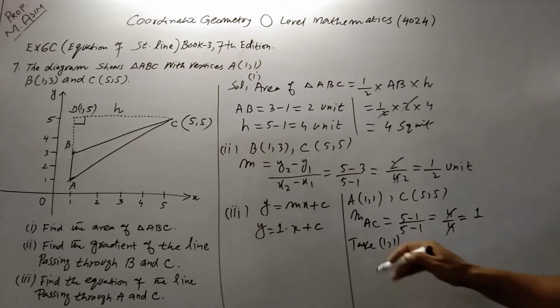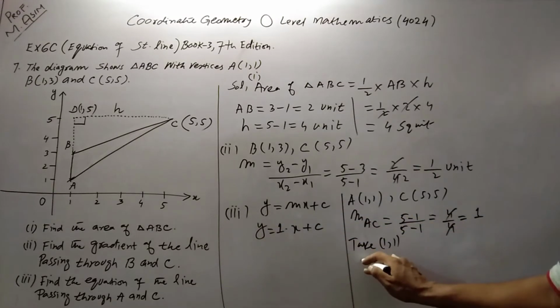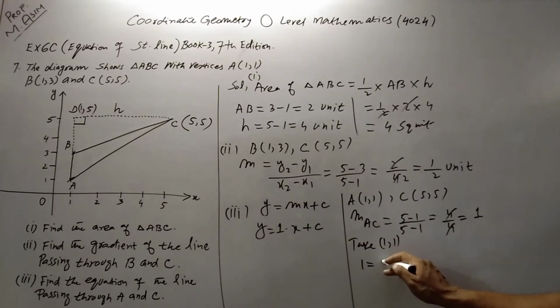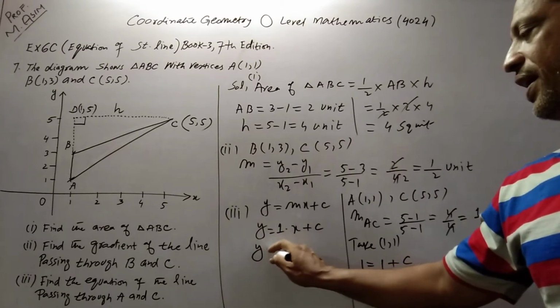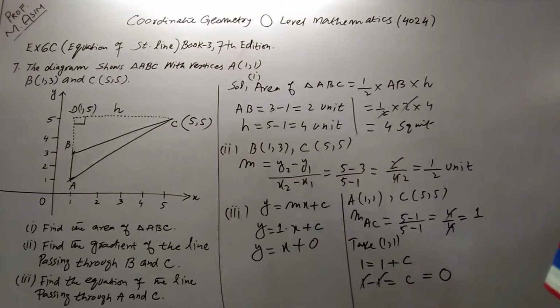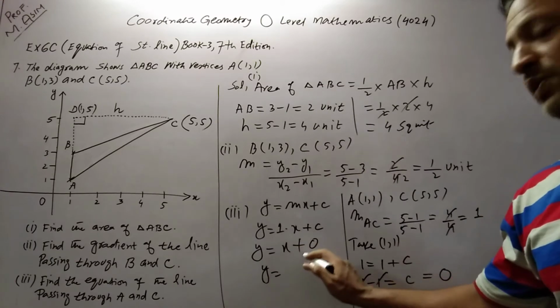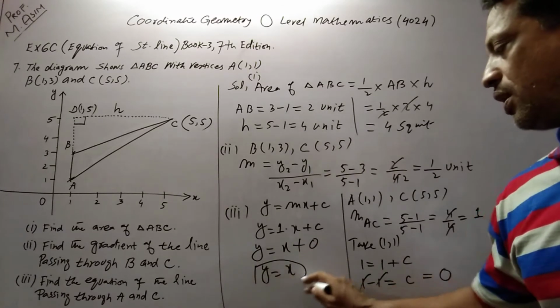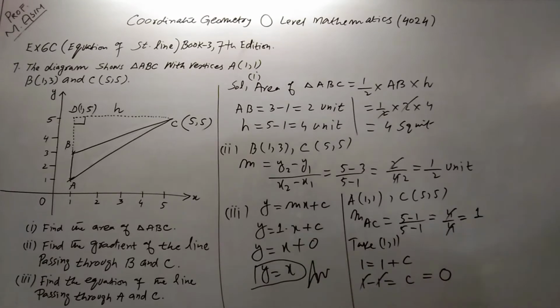Take (1, 1). Put 1 by replacing y. 1 into x. What is the value of x? x is also 1. Plus c. Shift this 1 to this side. 1 minus 1 is equal to c. 1 minus 1 cancels, so the value of c is nothing but 0. Therefore, our required equation is 1 into x, x plus c. What is the value of c? 0. And y is equal to x plus 0, which is x. This is our required equation.